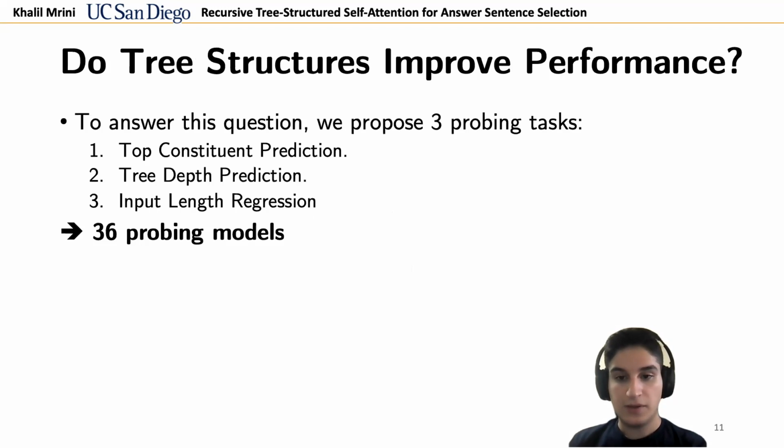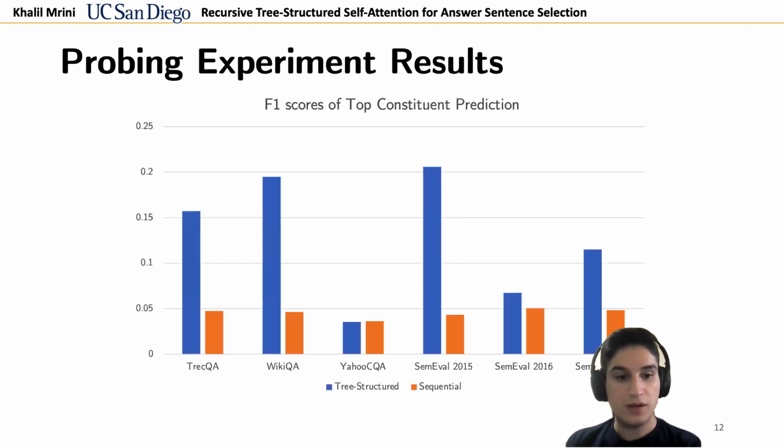For the syntactic probing tasks, that means the first 2, our tree structured model achieves F1 scores 3 to 4 times higher for the datasets where it sets a new state of the art. For conciseness, we only show here the results of the top constituent prediction, but the results for tree depth prediction are in the paper.